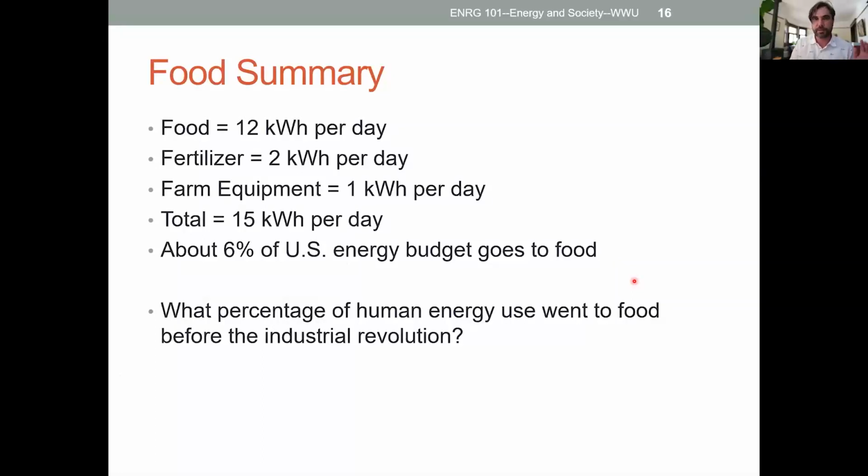In summary, about 12 kilowatt hours of your 200 kilowatt hours of personal energy use per day goes into food. A little bit goes into fertilizer. Fertilizer is basically natural gas. We'll talk about that later. Some farm equipment, about 15 kilowatt hours in total. If we look at the total U.S. energy budget, about 6% of the U.S. energy budget goes to food. 300 years ago, how much of a society's energy budget do you think went to food?